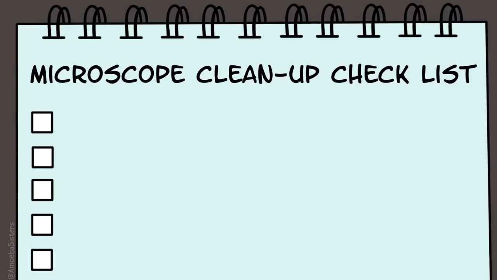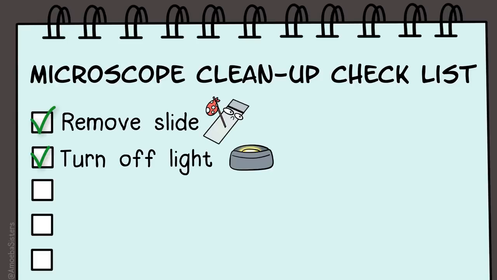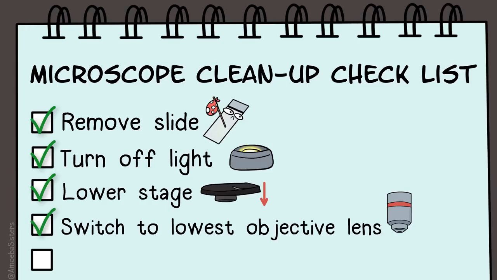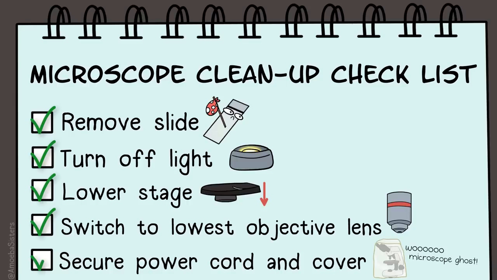When you're done with the microscope, make sure the slide is removed, turn off the light, lower the stage to its lowest position, and return the lowest objective lens over the stage. Unplug it, wrap up the power cord, and if you have a cover, cover the microscope before putting it away.